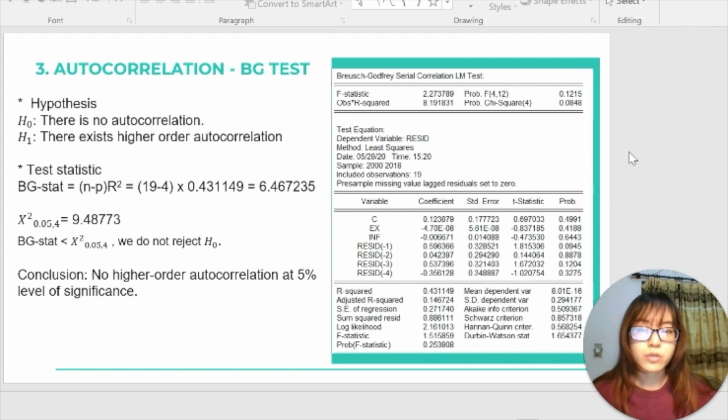Test whether there is higher order autocorrelation in the model or not. We conduct the BG test and we obtain the BG statistic by using the formula, and we compare it with the chi-square critical value. Because the BG statistic is smaller than the critical value, we do not reject H0, and we conclude that there is no higher order autocorrelation at 5% level of significance.